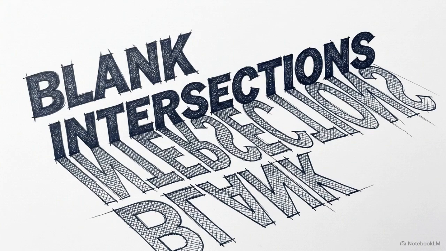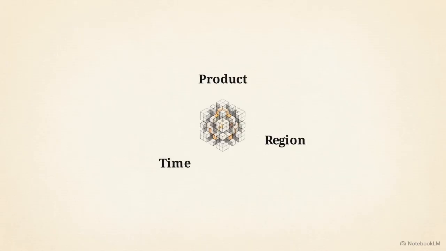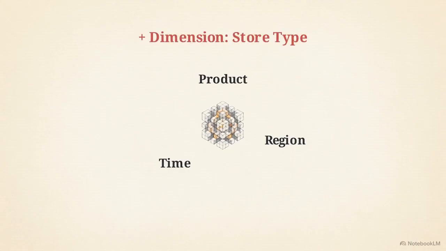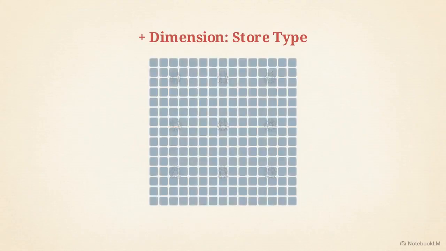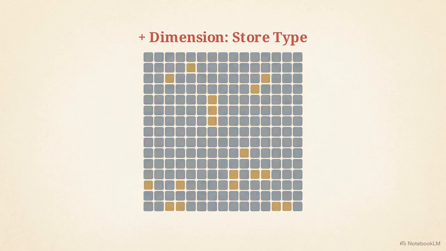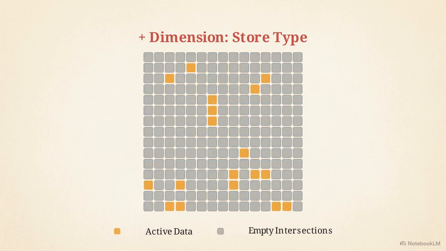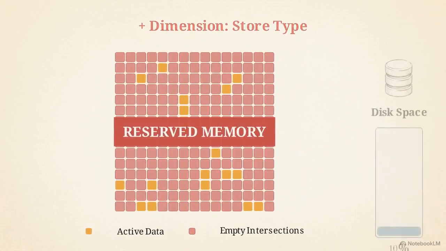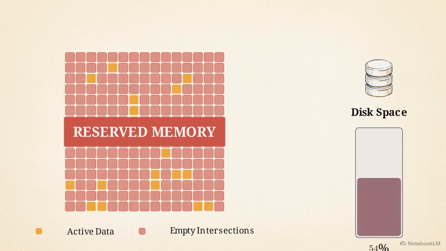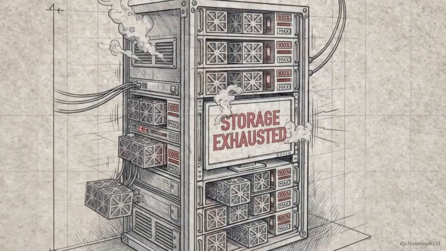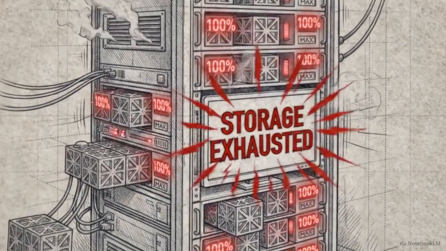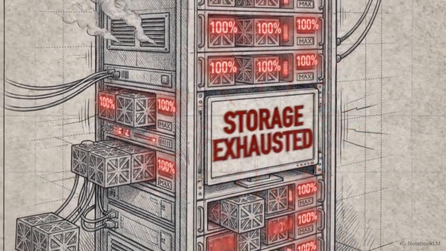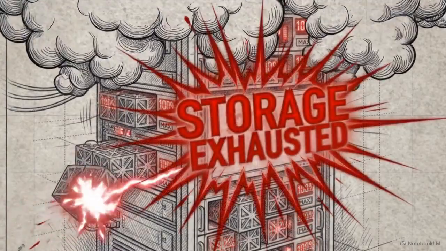But this design introduces a mathematical flaw known as the sparsity problem. Adding new business dimensions causes the total volume of the cube to grow exponentially. Because not every product is sold in every region on every single day, vast sections of these new intersections contain absolutely no data. These empty intersections still reserve memory, wasting massive amounts of physical disk space on blank coordinates. Because of this sparsity problem, MOLAP cubes face severe capacity limits. They simply cannot store deep item-level transaction logs without exhausting system storage.